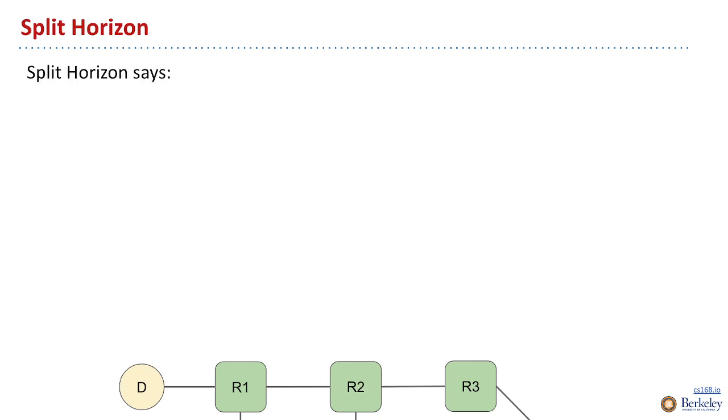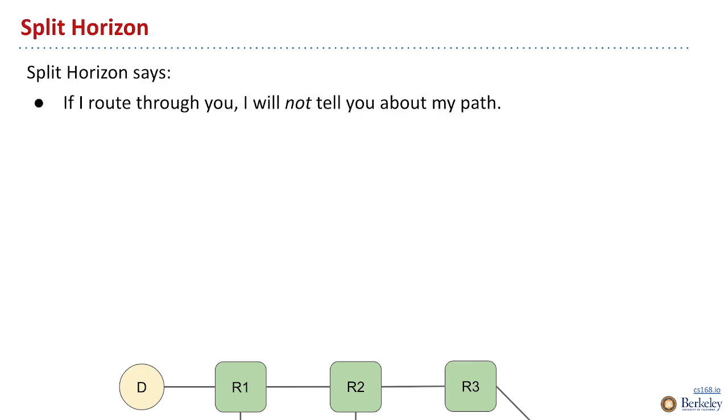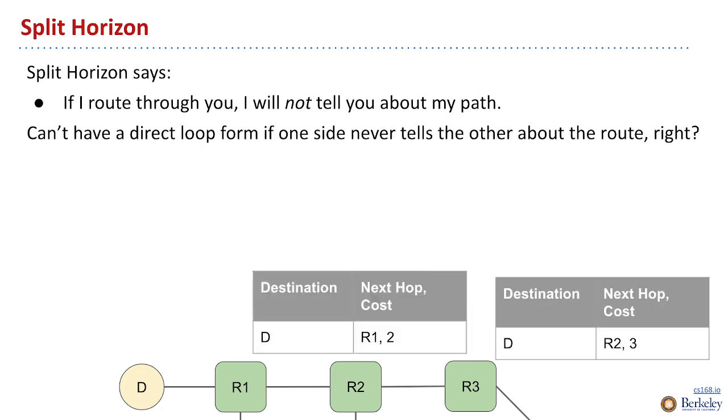So split horizon comes in, and the rule with split horizon says, if I have a route through you, I will not tell you about my path. I will not tell you about that route. Because why would I ever tell you about a route that goes through you? If I tell you about it, you shouldn't ever have to use it. If you do have to use it, we're in a loop, because if you give me a packet, I'm going to give it right back to you. And this sounds pretty good.